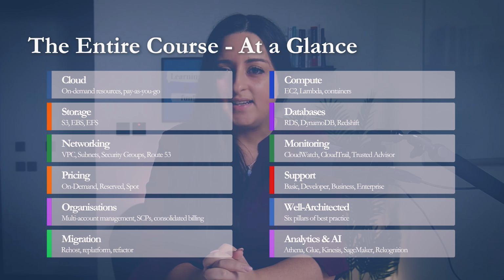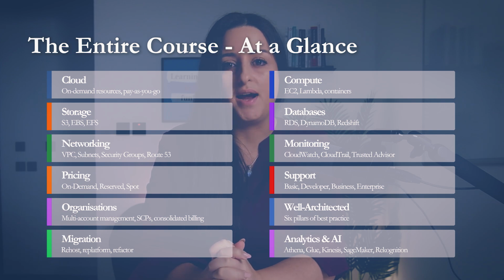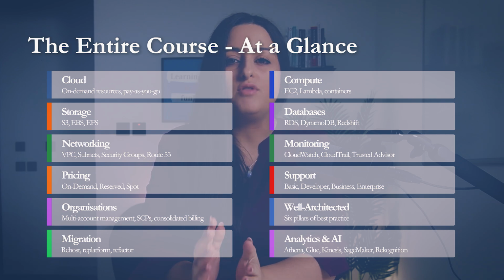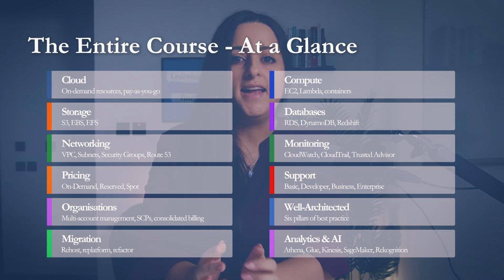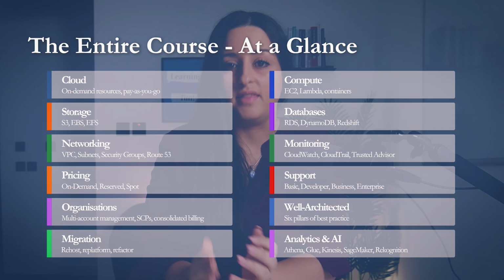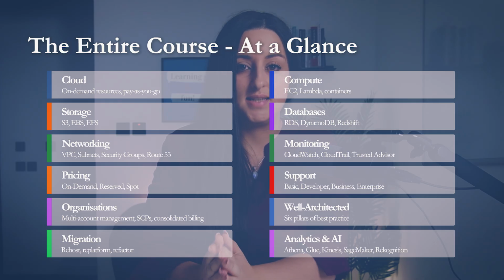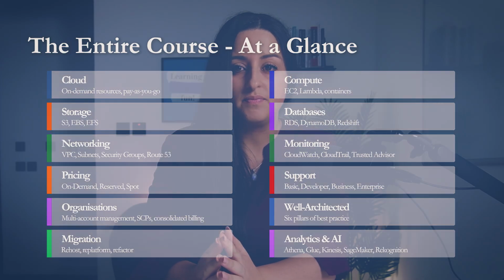Well-Architected has 6 pillars of best practice. Migration, remember rehost, replatform, refactor. Analytics and AI include Athena, Glue, Kinesis, SageMaker, Rekognition. And that's the entire Cloud Practitioner exam in one overview.